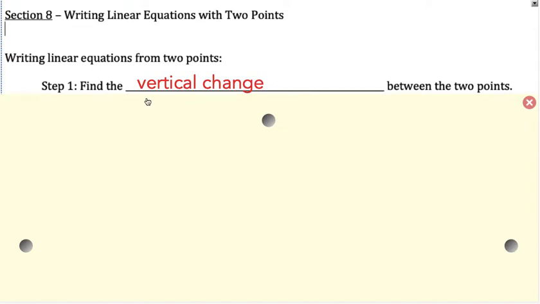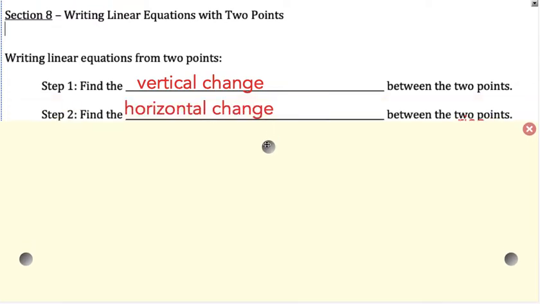And the first step is to find the vertical change between the 2 points. Step 2, find the horizontal change between the 2 points. So the vertical change, that's going to be the change between your y values. And the horizontal change would be the change between your x values. And you can think of that as what those points would look like on a graph.